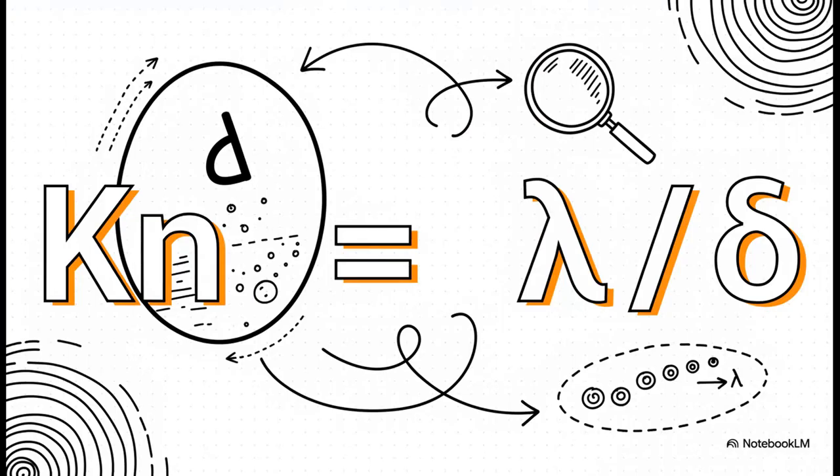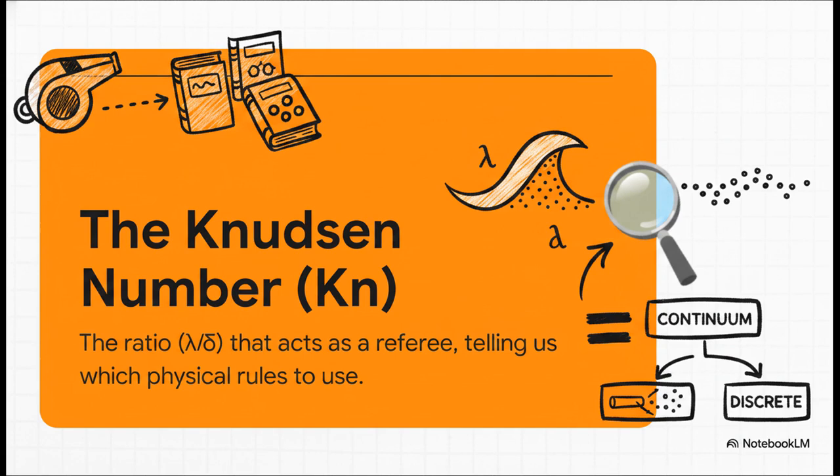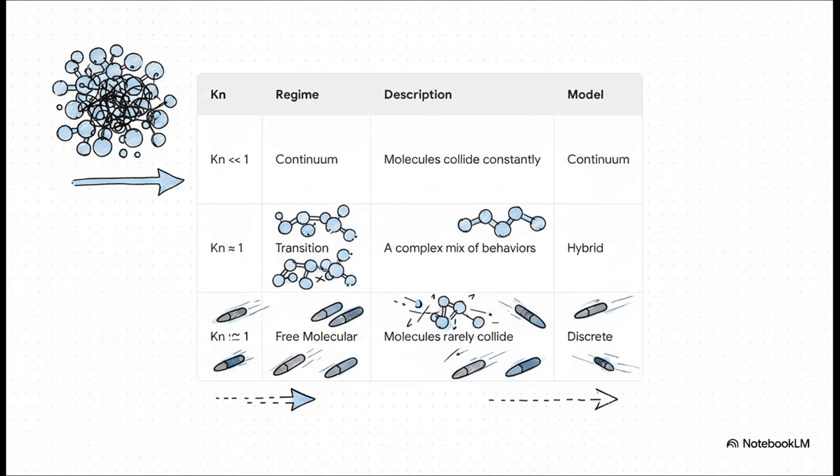And here's where it all comes together. The deciding factor, the key to this whole thing, is what happens when you compare these two scales. We just take that tiny, microscopic distance, lambda, and we divide it by our big, everyday length scale, delta. And that simple ratio has a name, the Knudsen number, or Kn for short. You can think of it as the ultimate referee in this game of scales. It's just a number, no units, but it tells us exactly which rulebook of physics we need to grab off the shelf. This chart here lays out the rules of the game perfectly. Check it out. When the Knudsen number is really, really small, we're in what's called continuum flow.